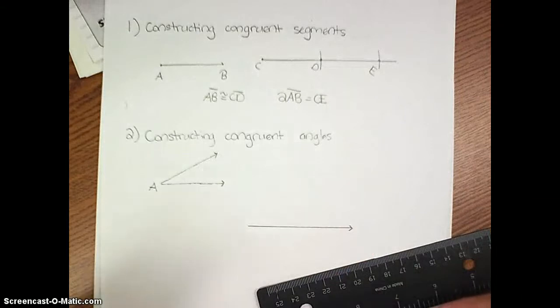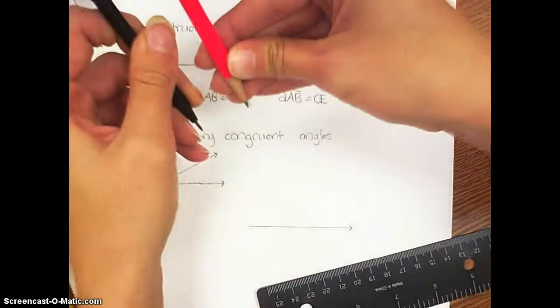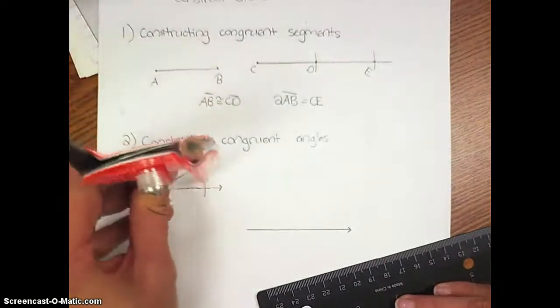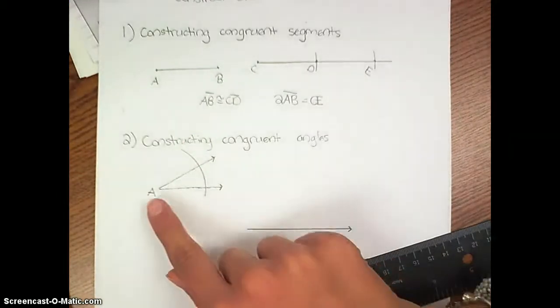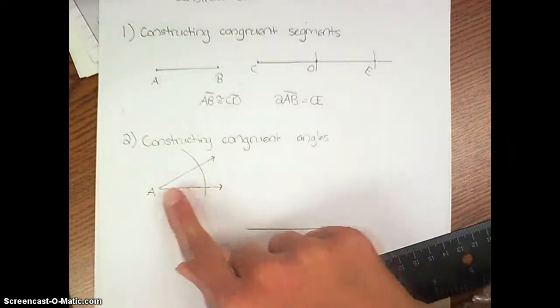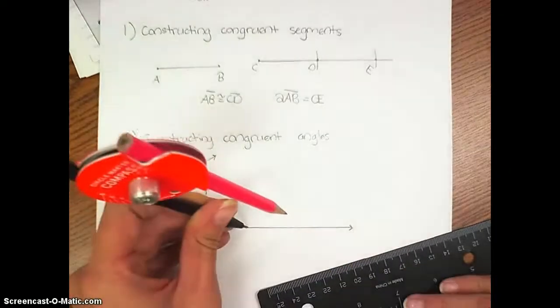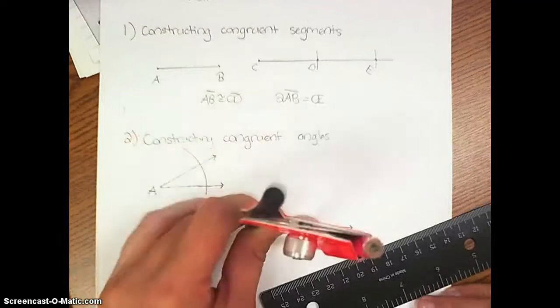Okay. The next thing I'm going to do is using my compass, I'm going to make an arc that goes through both sides of angle A. And so that arc goes through both sides. What that is doing is creating an equidistant point on both sides of that angle. So now, using that same compass setting, you're going to come down to the bottom and make another arc.